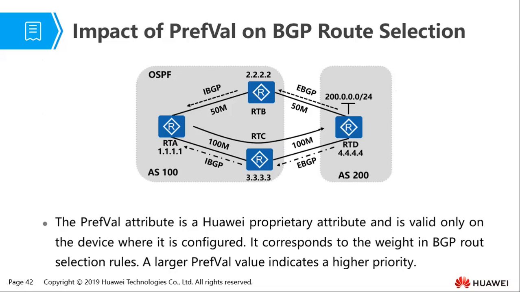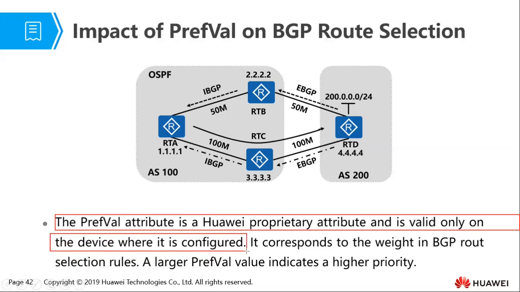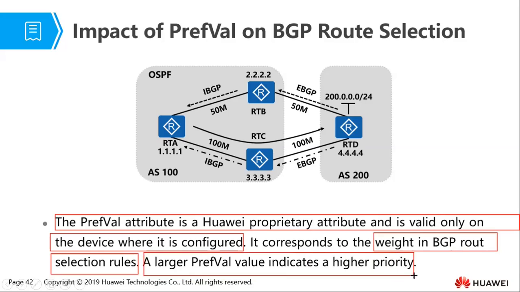Now, preference value is almost like the local preference, only that where it's applied is quite different. The preference value attribute is Huawei proprietary, valid only on the device where it is configured. It corresponds to the weight in BGP route selection rules. So a larger preference value indicates a higher priority.